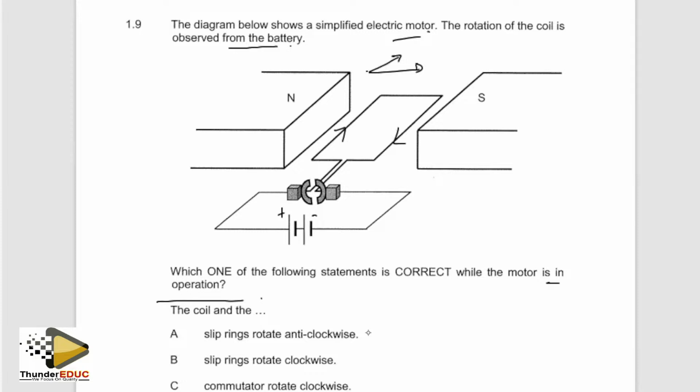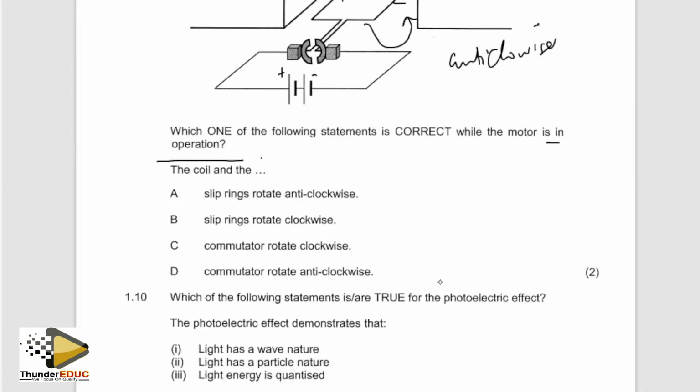So B is a current, which means the force is going to act downwards. That is the current, and then that is the B. So the force is acting downwards. If it's acting downwards, which means it's anti-clockwise. So if it is anti-clockwise, we're looking at A and D.